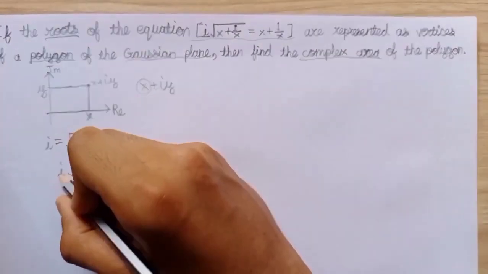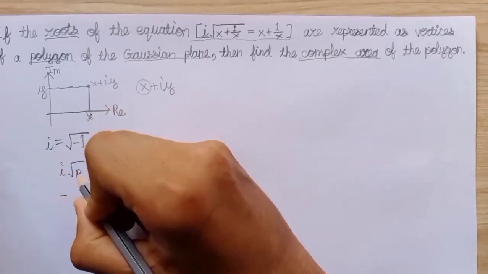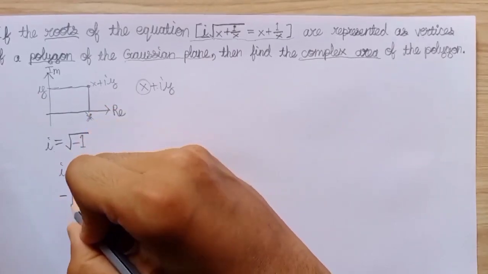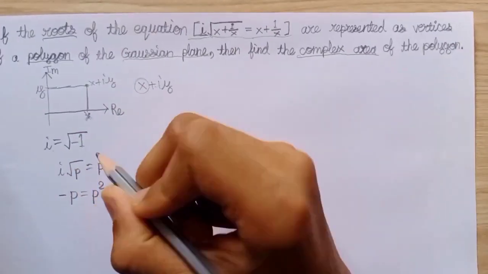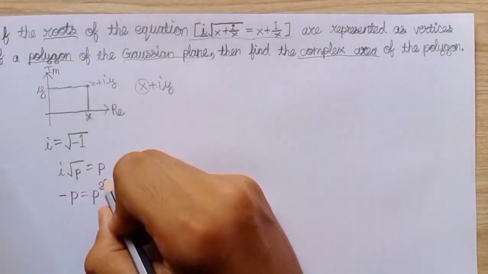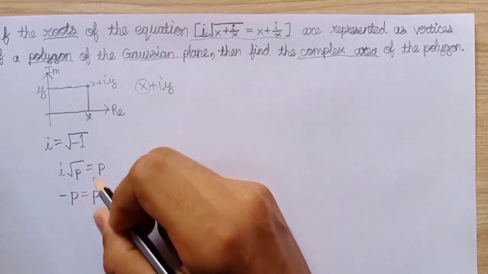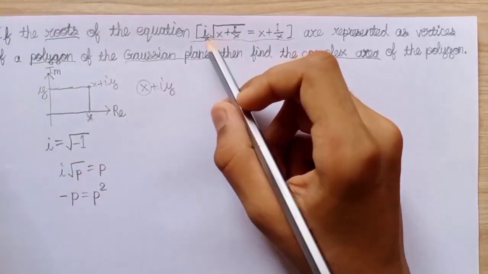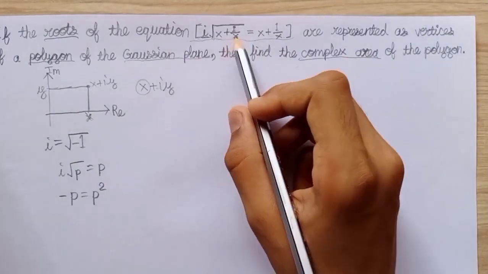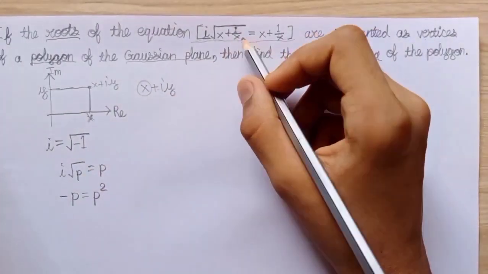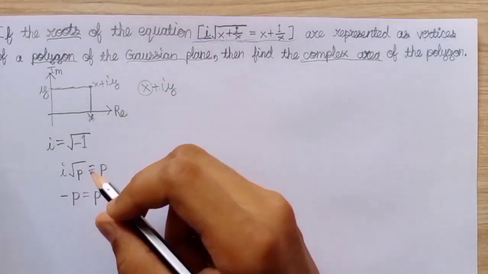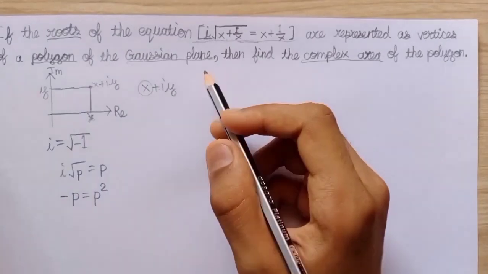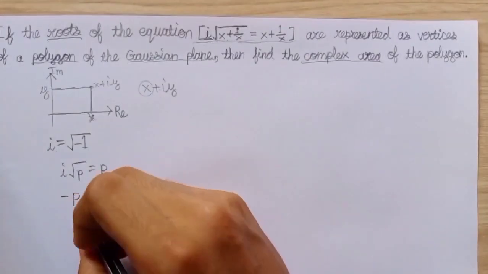Let's square on both sides. You get i squared, which is -1, so minus root p squared gives us p, because the square and the root cancel each other, and p squared is p squared. That's it. Don't cancel p, because if you do, you'll get only one solution, or you'll only get half the number of roots which actually exist, because some of the roots could be imaginary or complex.